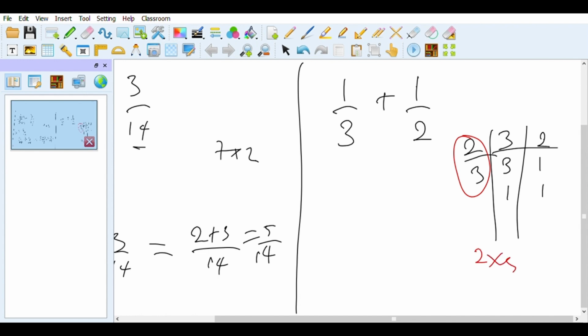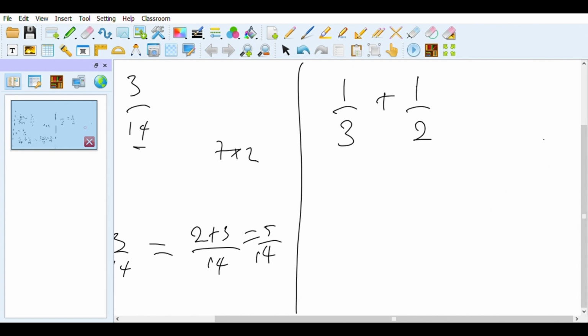So here is 2 times 3, that gives us 6, which means the LCM is 6. Okay, now there are two ways you can make use of this 6. The first way is to write equivalent fractions. So let me show you how to do that.